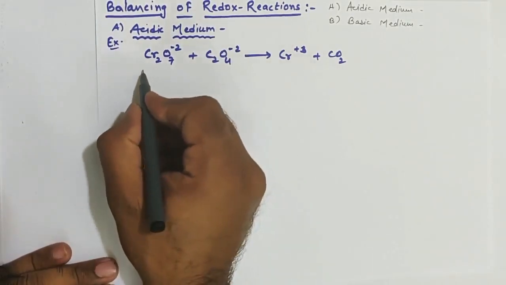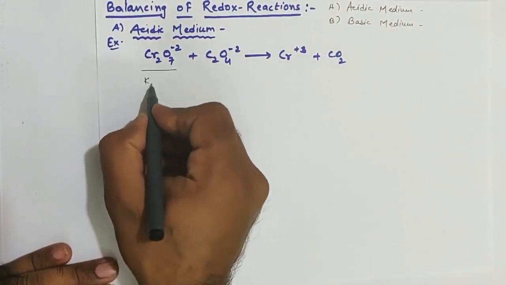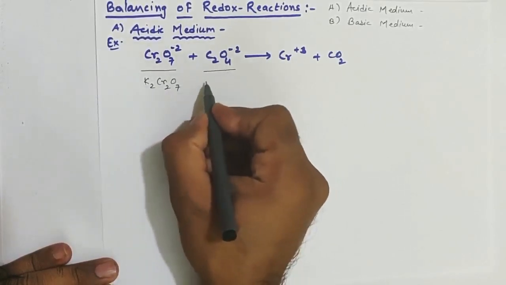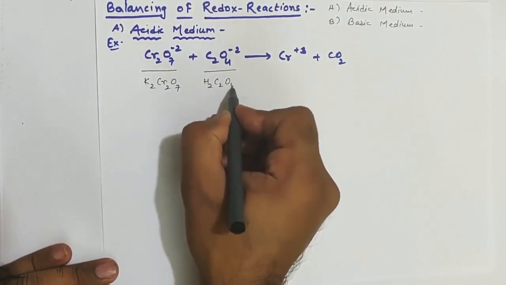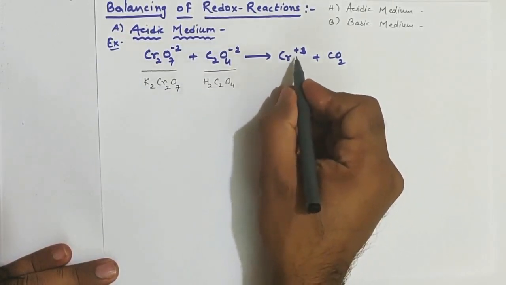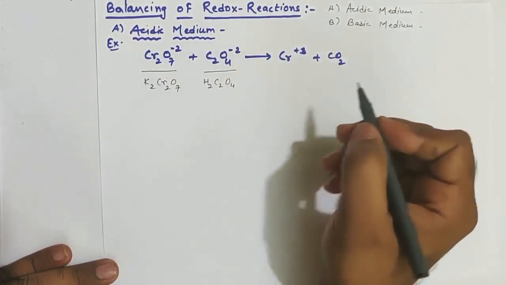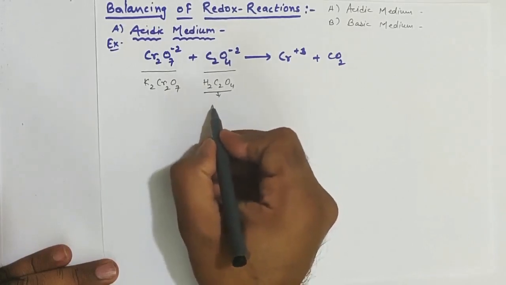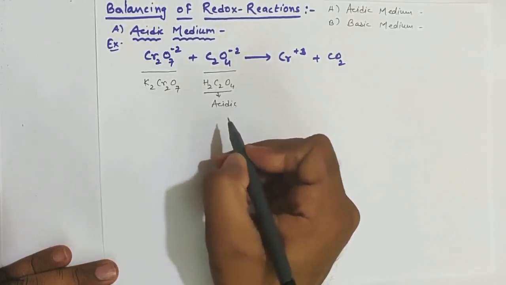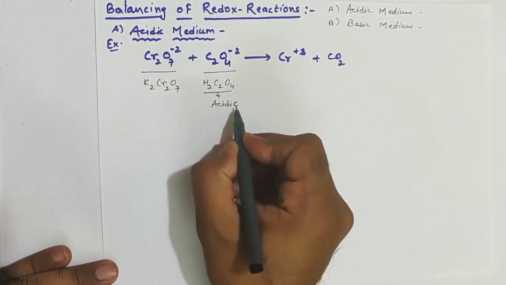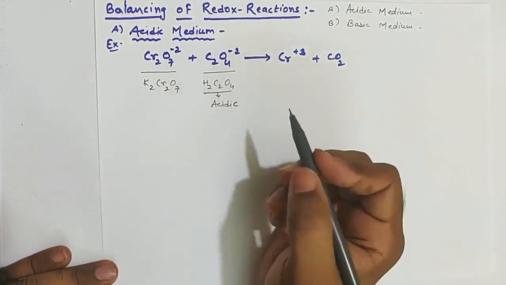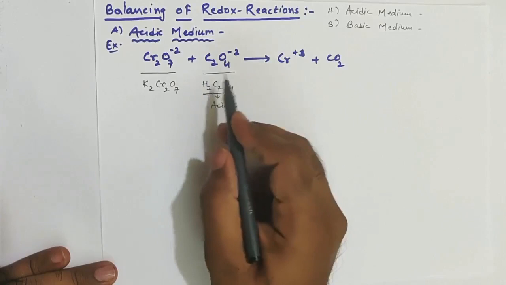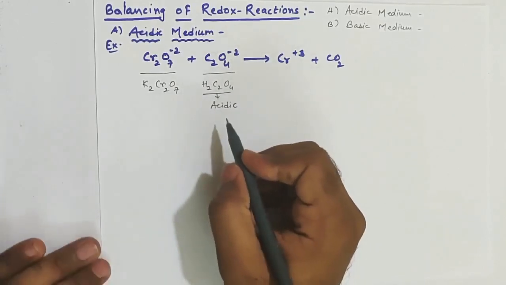So students, the compounds are K2Cr2O7, H2C2O4, Cr+3 and the CO2 molecule. Here we can see that H2C2O4 is an example of an acid. This is oxalic acid. So we are going to balance this equation in acidic medium. So in the first step, we will calculate the oxidation number of each element present in the equation.